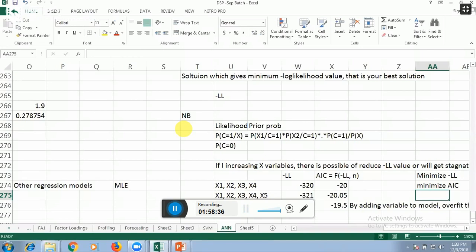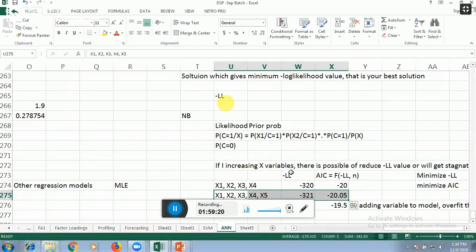Chandra, in this case, the output will be minus 19.5, right? Correct. So not minus 19.5. If I'm using a minimum AIC value, I will get this as the solution, right? Okay, because 20.05 is... Yeah. If I'm using log likelihood, yes, this is the solution you will get. But if I'm using the AIC value, yes, I will get this solution. Okay, and AIC will penalize minus log likelihood if there's no significance in adding the variable. Exactly.